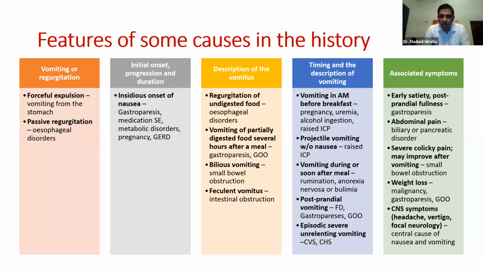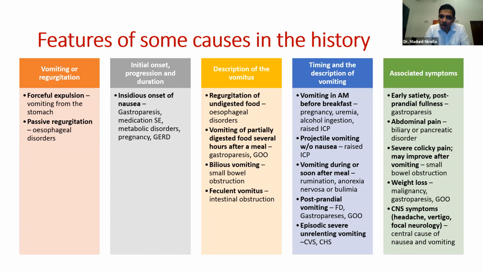And description of the vomitus should be established clearly, because regurgitation of undigested food is suggestive of esophageal disorders. Vomiting of partially digested food several hours after a meal suggests that there is delayed gastric emptying or gastric outlet obstruction. Bilious vomiting is suggestive of a small bowel obstruction, and fecal vomiting is suggestive of more distal intestinal obstruction. And timing and description of the vomiting is also important.